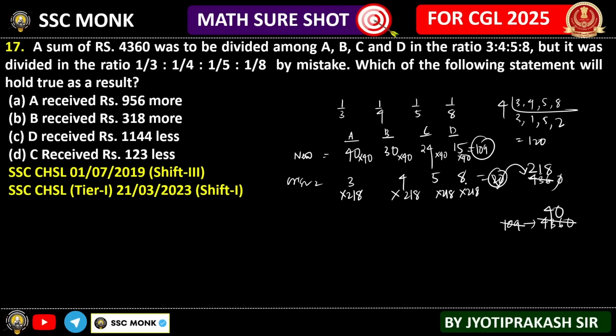Now I will consider only D here. 15 into 40 is equal to 600. Originally, 8 into 218 is 1744. So what is the difference? 600 and 1744. How much less? 1144 less. Answer option D.